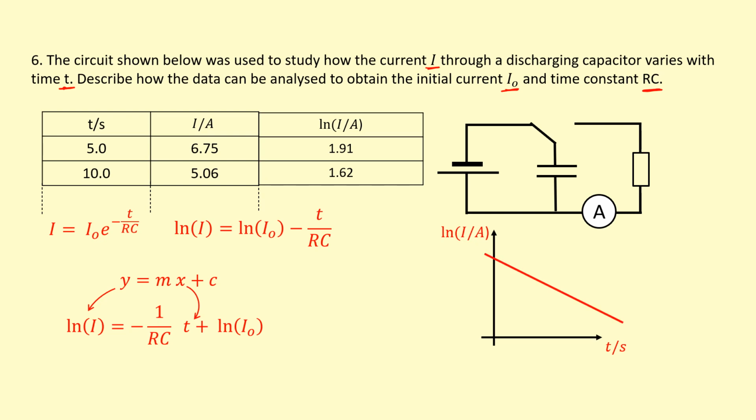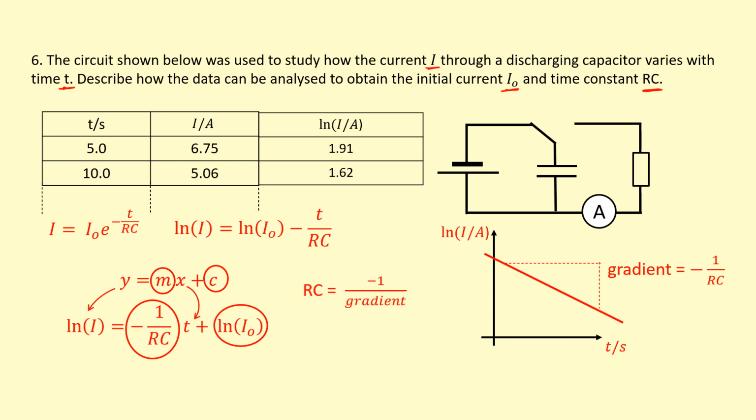The gradient is equal to minus 1 over RC. And we should have a positive y-intercept, which is equal to the natural log of I0, the initial current. Okay, so once you've got the gradient by doing change in y over change in x, to get RC, the time constant, which is what we're looking for, you'll do minus 1 over the gradient, like this. And because the y-intercept is equal to ln I0, to get I0, you'll have to do e to the power of the y-intercept.